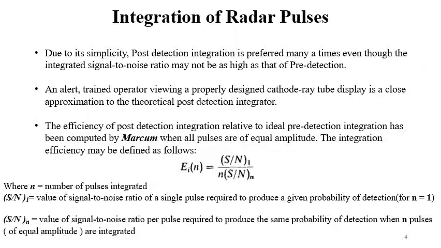An alert trained operator viewing a properly designed cathode ray tube display is a close approximation to the theoretical post detection integrator. The efficiency of post detection integration relative to ideal pre detection integration has been computed by Markham when all pulses are of equal amplitude. The integration efficiency may be defined in this way: E_i(n) equal to (S/N)_1 divided by n times (S/N)_n.